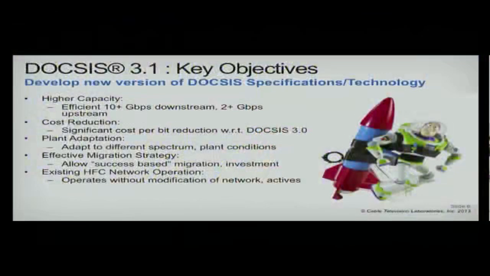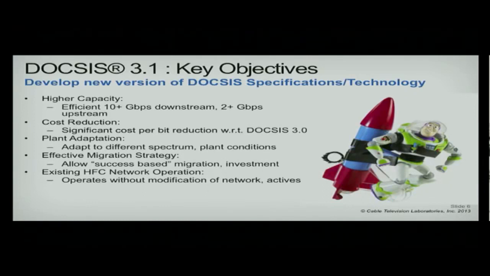So the key objectives for DOCSIS, which the cable operators decided together, were the following, right? The most obvious one is higher capacity. We want to be able to deploy at least a 10 gigabit per second downstream, at least 2 gigabits per second on the upstream, and we want to do that at a decent cost, right? We want to reduce the dollars you pay per bit to get it to the customer.